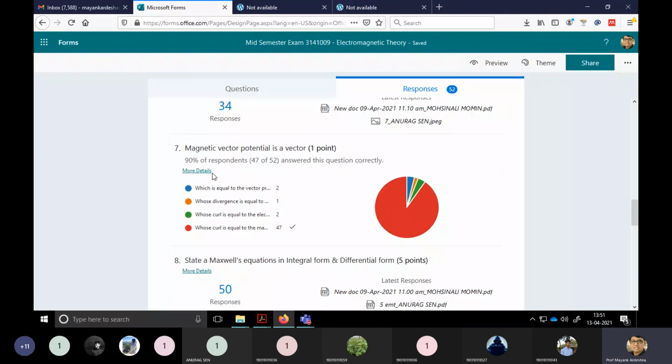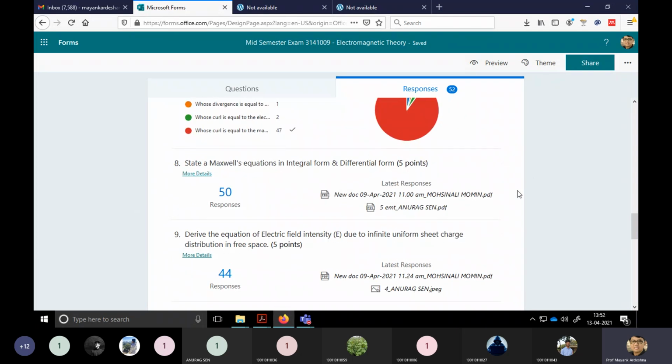Another question is about the magnetic vector potential. It's a vector whose curl is equal to the magnetic flux density. So for that you can consider del cross A is equal to B. We identify the magnetic vector potential in terms of B using Maxwell's four equations. So I think the fourth one is the right answer.